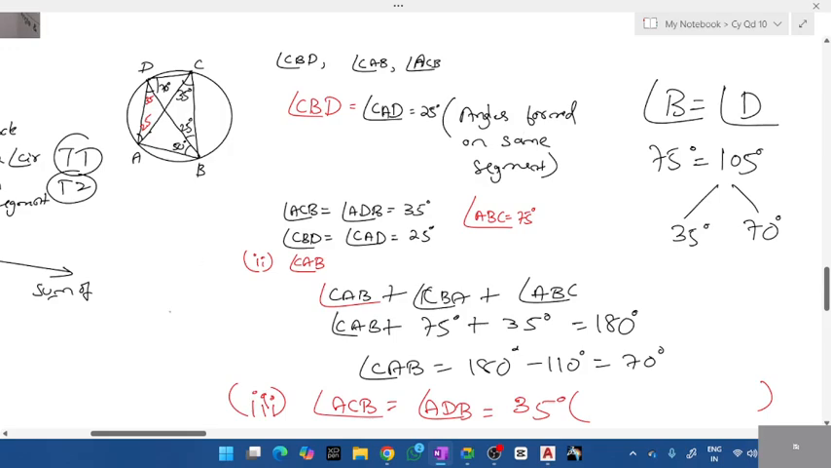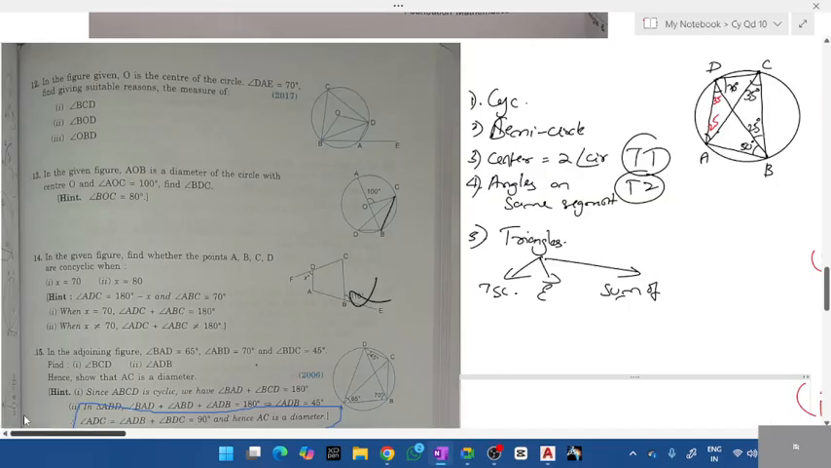See why they have given theorem 1 and theorem 2, very important and very easy to find all the angles. Angle formed on same segment, then center is equal to twice the circumference. Your center is not given. Okay, so center, no question is asked. Fine, next parallel line concept.